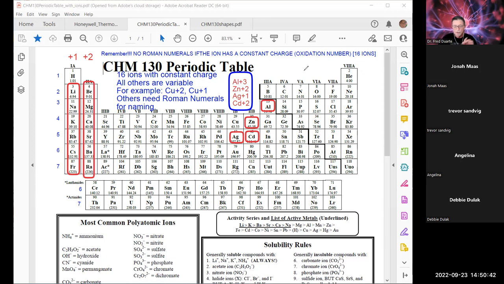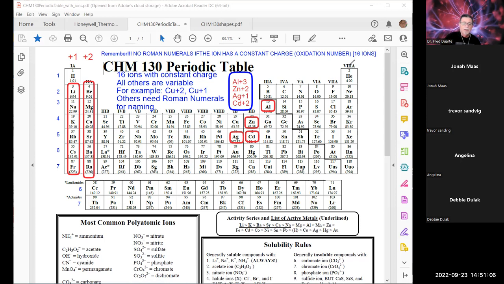Now, we've been talking about ions. There are certain ions that have constant, exact numbers. We talked about that during the conversion factors and so forth. These ions have an exact charge, okay? And I circled them. There's 16 of them. I call them the sweet 16. Okay, all of them are metals, obviously.